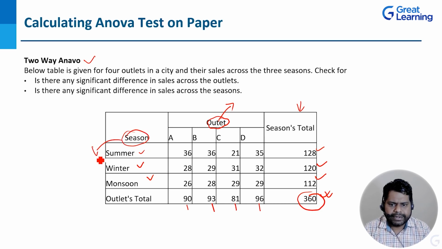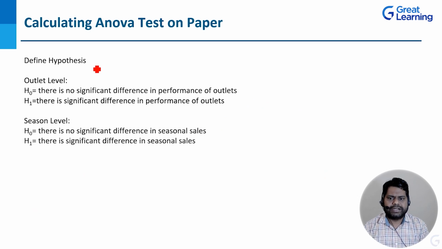Season is an independent variable, and outlet is also an independent variable. So when we have 2 independent variables, we can say that the test is a two-way ANOVA test. First we will define our hypothesis, based on outlet level and season level.